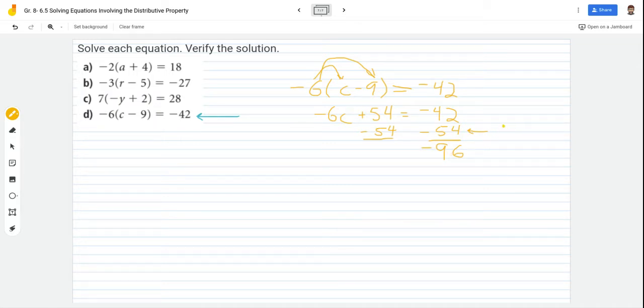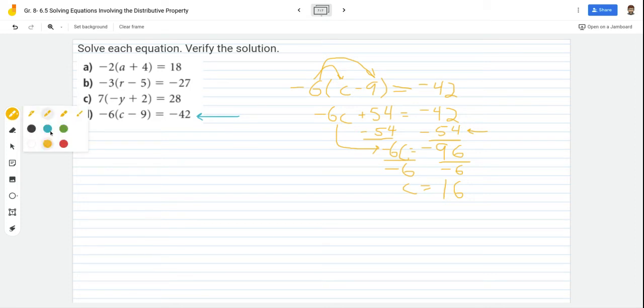It's a shortcut rule. It is on the integer rule sheet that I've shared with you before. Bring down my -6, -6c equals -96. I'm going to divide both sides by -6. And I'm left with -96 divided by -6, which is pretty straightforward. So -96 divided by -6 is +16.